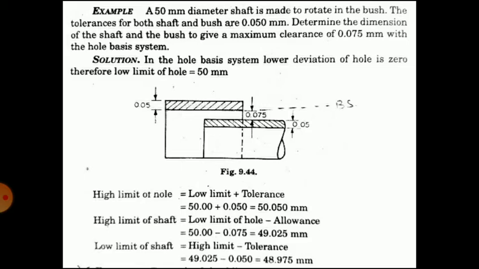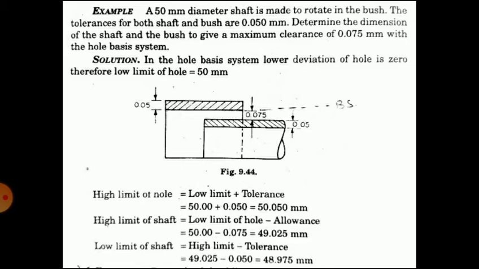the lower deviation of the hole will be 0. Lower deviation of the hole being 0 means the lower limit of the hole is 50 mm. Low limit of the hole means the minimum size of the hole, that will be 50 mm.